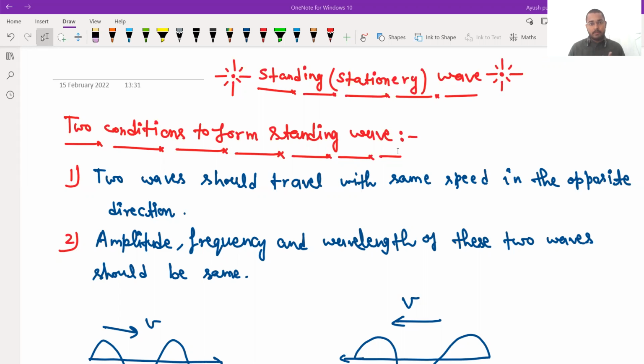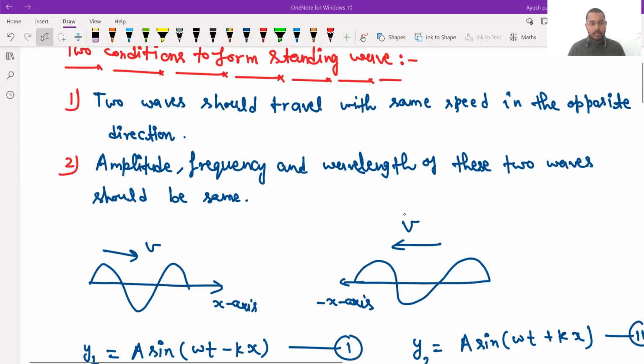There are two conditions. The first condition says the waves should travel with the same speed but in opposite directions. You can see in this figure, this is figure one and this is figure two. There are two waves. Wave one is this, and wave two is this. These are traveling with the same speed but in opposite directions.